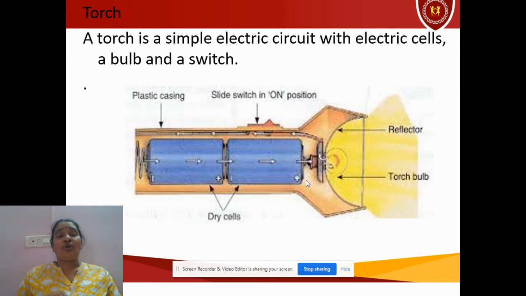Next, a torch. A torch also works like a simple circuit, with the help of electric cells, a bulb and a switch. Whenever your power goes at home, you definitely switch on your torch. Inside it will have two electric cells. Positive is connected to negative, negative is connected to positive. Then the passage of current takes place. In front it has a small bulb. On the side we can see the switch. So whenever you switch it on, it automatically becomes a closed circuit and the bulb starts glowing. Okay.